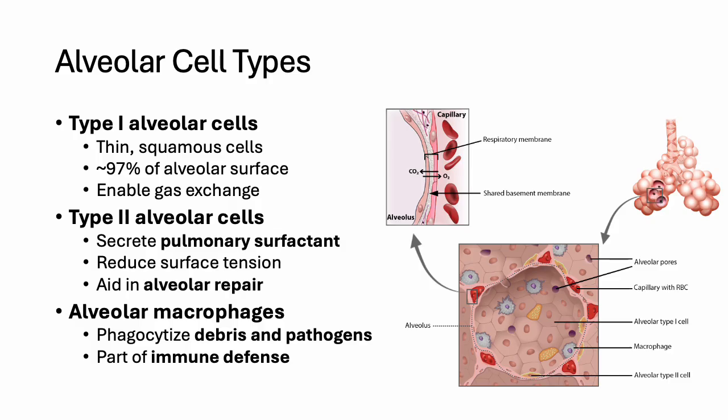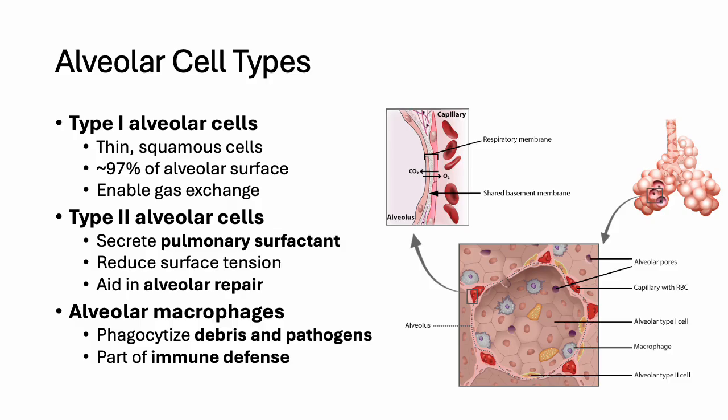Finally, we have alveolar macrophages, also known as dust cells. These are mobile immune cells that crawl along the alveolar surface, engulfing inhaled particles, microorganisms, and dead cells. Because the alveoli are the deepest part of the lungs and directly open to the outside environment, macrophages are essential for maintaining clean and functional surfaces for gas exchange.